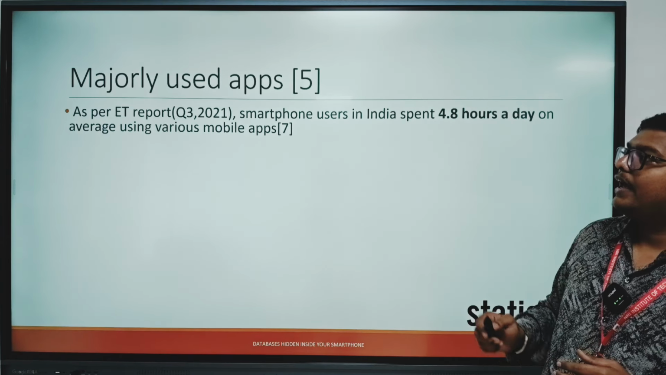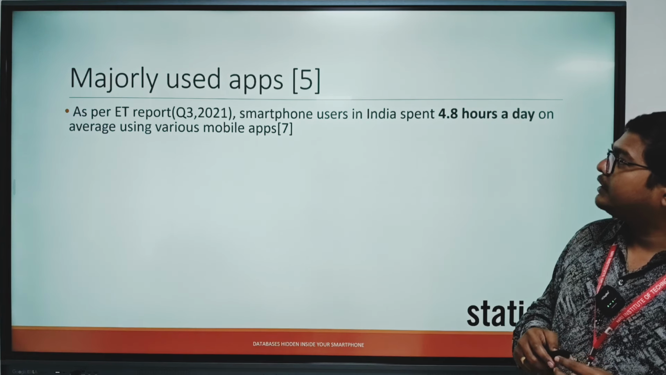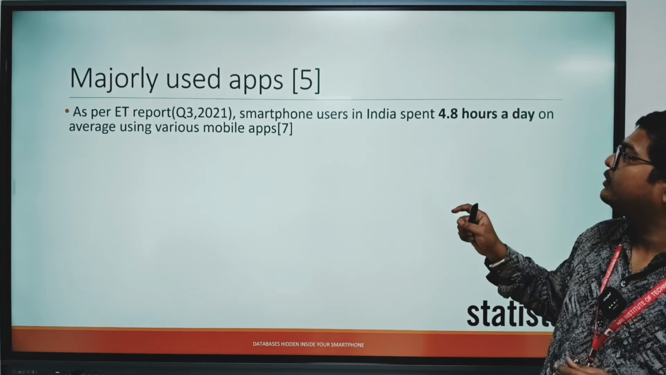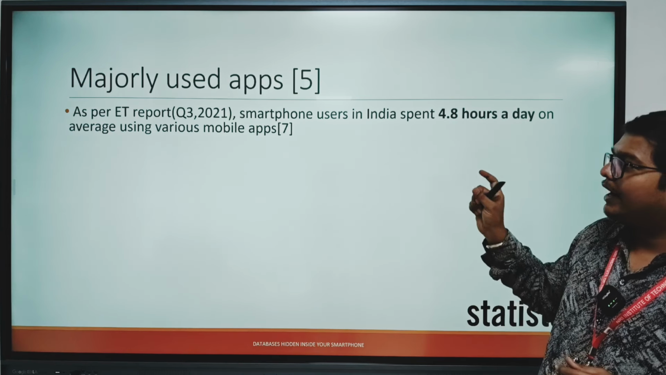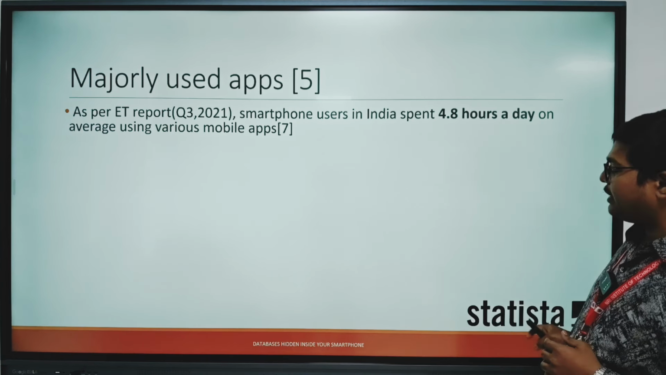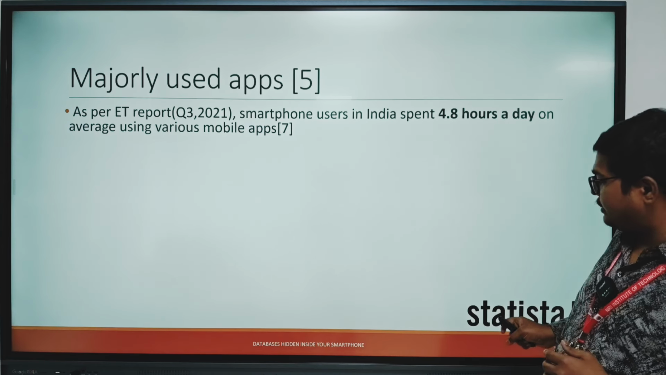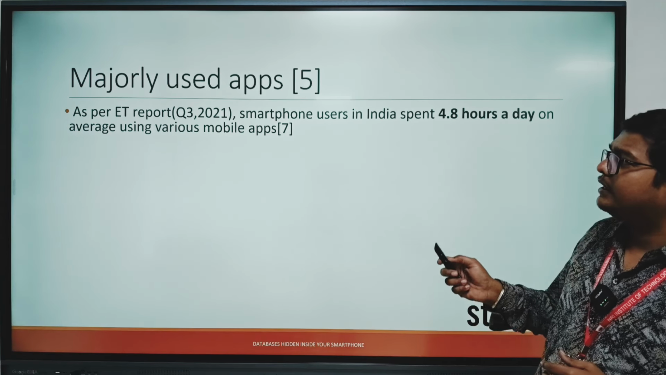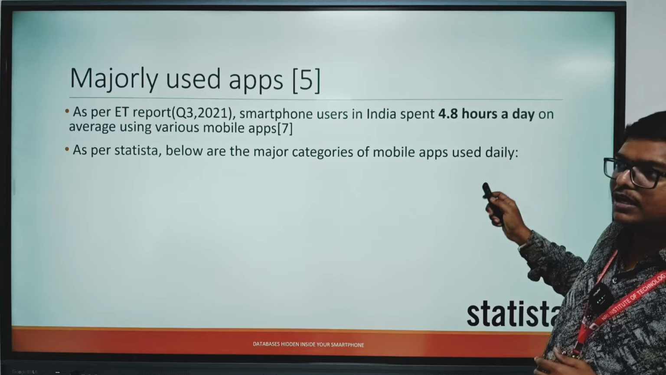So there was a survey, as per the Economics Times report in 2021 Q3. It is estimated that smartphone users in India spent nearly 5 hours a day on average using various mobile apps. And as per Statista, they provide a lot of statistical information based on surveys. Here, as per Statista, below are the major categories of mobile apps used daily.